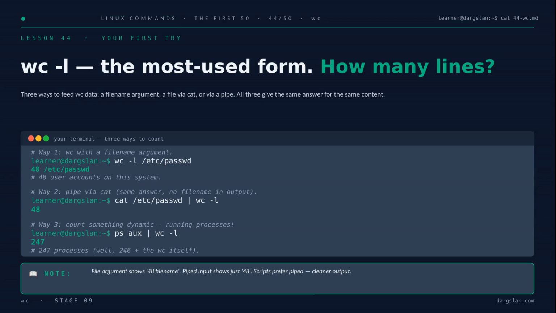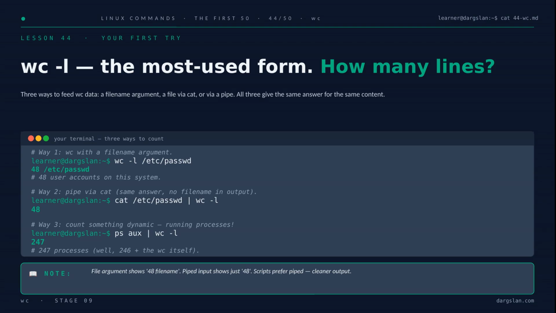So let's see wc -l in action, three different ways. First, the classic form, wc -l /etc/passwd, returns 48 /etc/passwd, the count plus the file name. Second, pipe it through cat: cat /etc/passwd | wc -l gives just 48, no file name clutter.